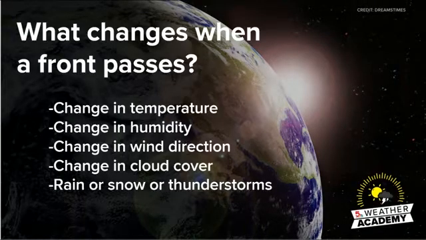So what changes when a front slides through? Well, usually there's a change in temperature. On one side of the front, think of a front as a boundary. It's a war zone. It's a transition zone. We're going from a different kind of temperature and humidity to something else. And usually, when the front goes through, the wind direction changes. The cloud cover can change because most of the time ahead of a front, you do have clouds. And sometimes when that front comes through, you can have rain or snow or thunderstorms.